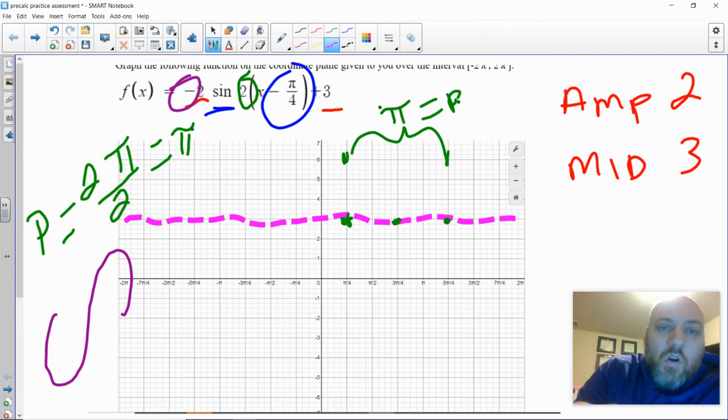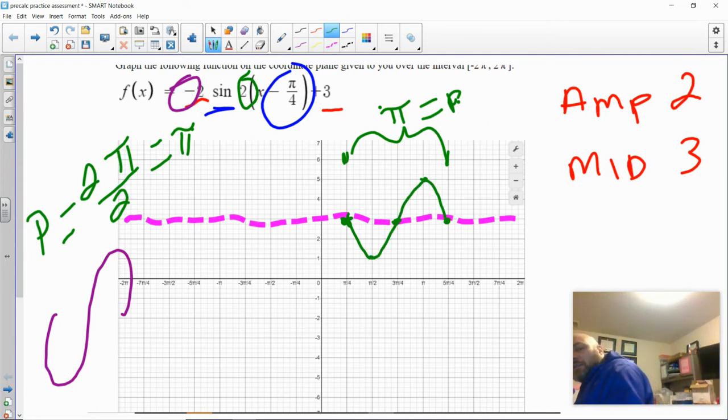So I'm going down, which means I'm going to my minimum, which we said was 1. So halfway between those 2 points at pi/2. And then my maximum is 5, so halfway between these points. And then I can connect my points with a sine curve. So that is one sine curve.